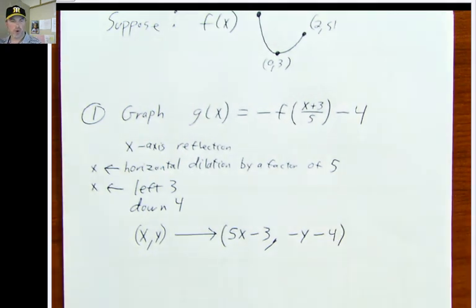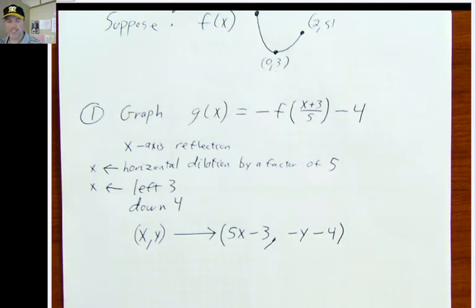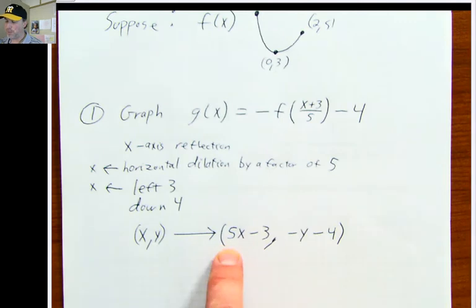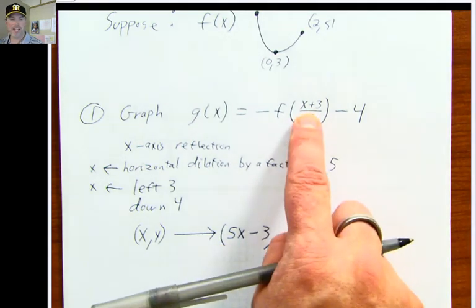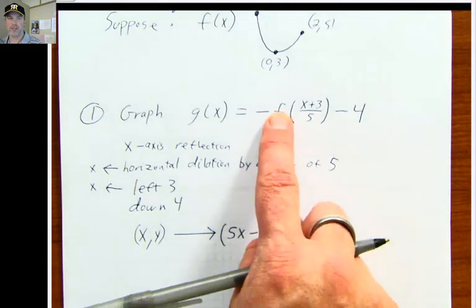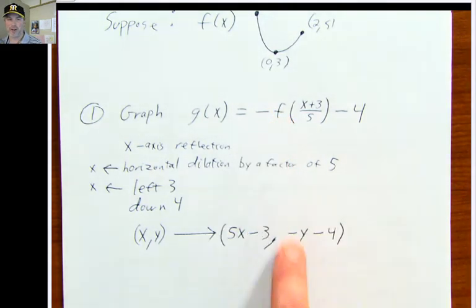Okay, for coordinate analysis, inside you do the exact opposite. So instead of dividing by 5, we multiplied by 5. Instead of adding 3, we subtracted 3. Outside, you do exactly what they tell you to. You first multiply the entire function by a negative, so negative y, and then after it you're subtracting 4, so minus 4.